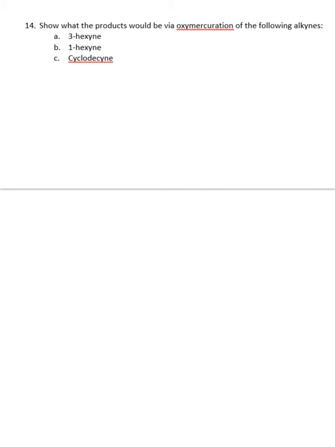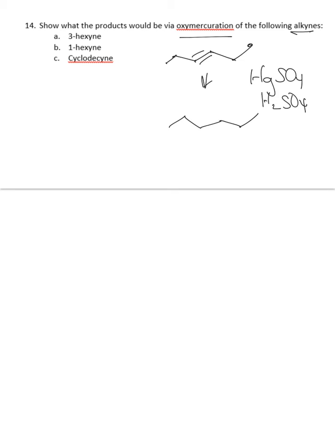Okay, number 14. Show what the products would be via oxymercuration of the following alkynes. Okay, so this is chapter 9, oxymercuration. So let's do A, 1, 2, 3, 4, 5, 6. This should be a straight linear chain. This is important just because it makes ketones and aldehydes. So oxymercuration is mercury sulfate and H2SO4 on a triple bond. You're basically getting a ketone. It doesn't matter, they're both the same.